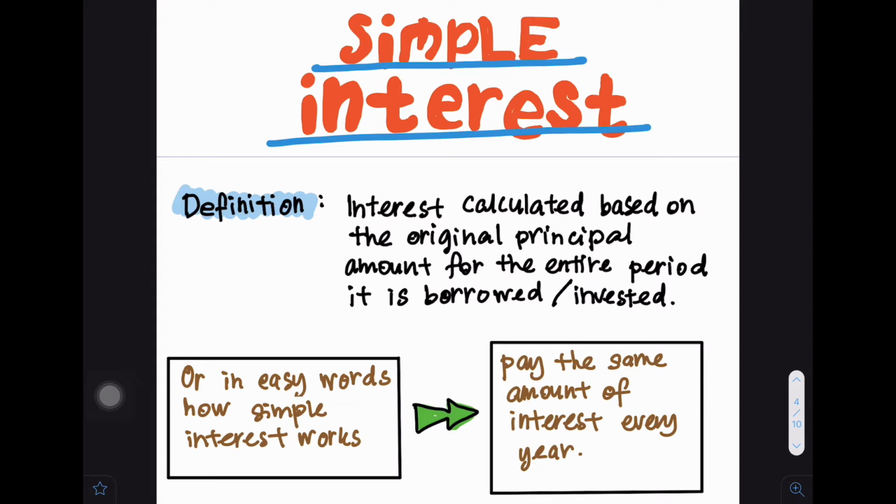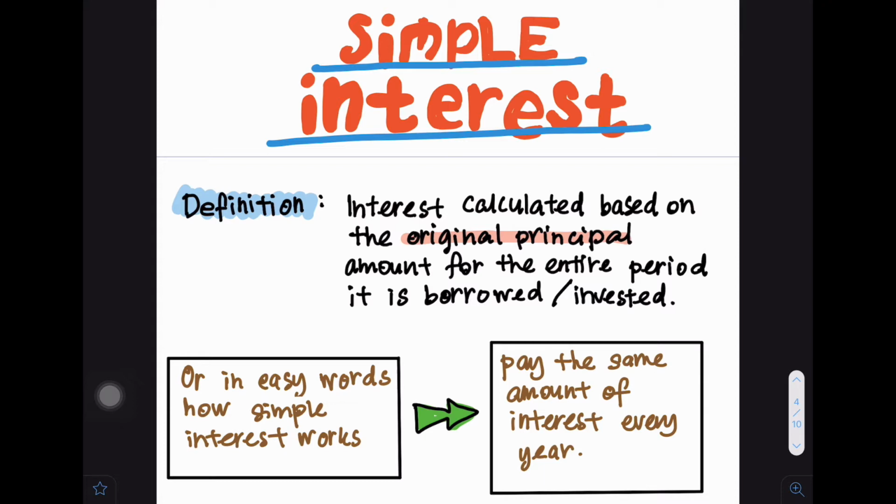Simple interest ni adalah interest yang dikira berdasarkan kepada original principal. Maksudnya kita kira interest ni based on nilai duit muka ataupun the capital or the principal yang kita pinjam ataupun kita masukkan dalam bank. Okay, for the entire period it is borrowed or invested. Untuk berapa lama kita pinjam ataupun berapa lama kita simpan duit tu. Okay, so dia punya interest akan jadi sama.